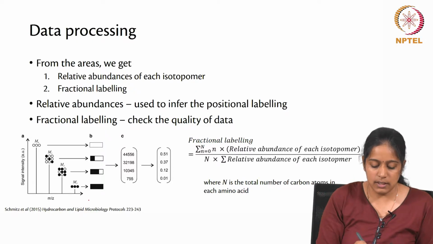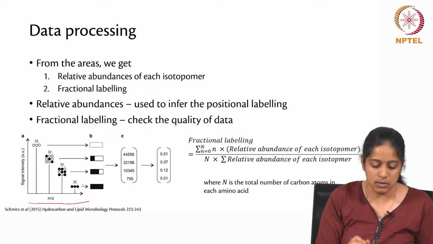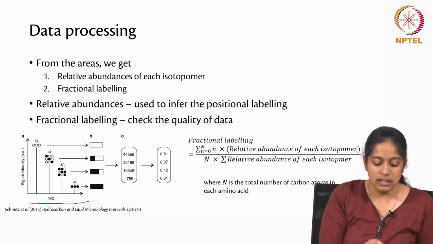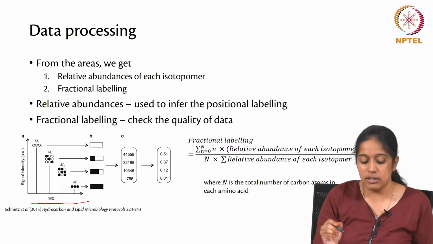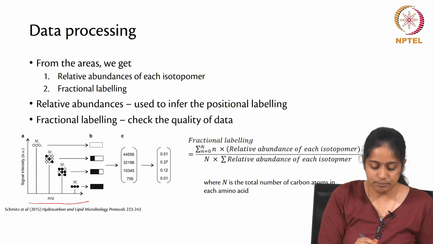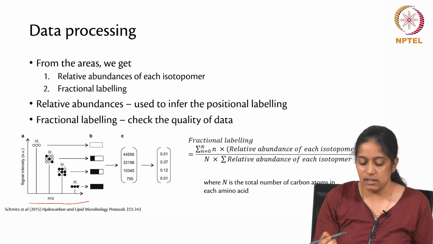So, this is a simple graph which tells you about the signal intensity to M by Z ratio. Here you can find there are M1, M2, M3. M0 has only the non-labeled carbon atoms, whereas M1 has carbon atoms which are labeled at one position, M2 which is labeled at 2, and M3 which is labeled at 3.